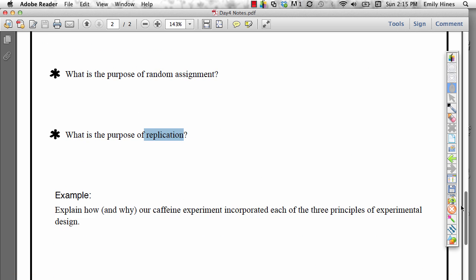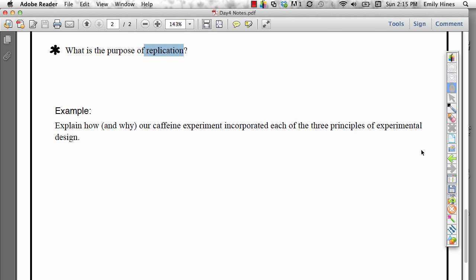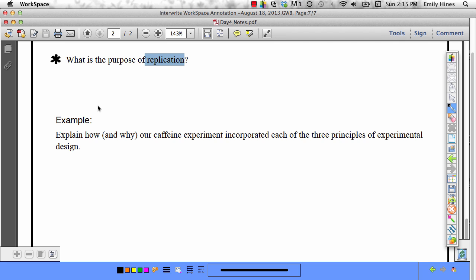The last principle is called replication, and it's exactly what it sounds like. Doing something over and over and over and over. It doesn't matter if you're the one who does it repeatedly or if you have many, many people do it one time. The purpose of replication is to repeat, and the reason is the more times you do it, the easier it is to tell a difference between something happening randomly and it happening because of the treatment. So it's easier to detect a difference between your treatments.